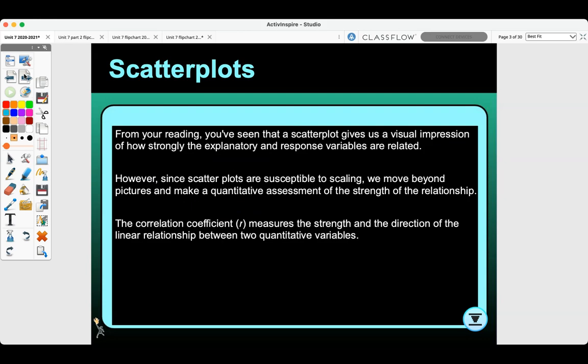From your reading, you've seen that a scatterplot gives us a visual impression of how strongly the explanatory and response variables are related. However, since scatterplots are susceptible to scaling, we move beyond pictures and make a quantitative assessment of the strength of the relationship. The correlation coefficient R measures the strength and direction of the linear relationship between two quantitative variables.